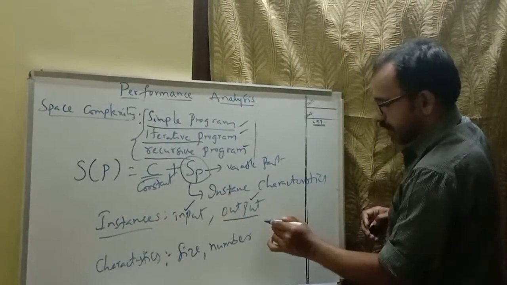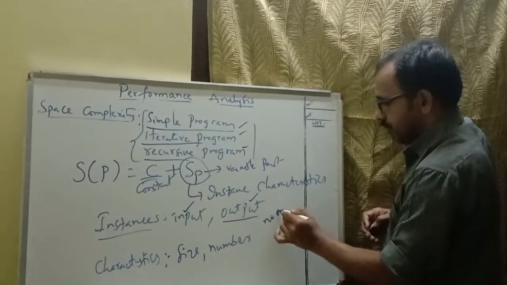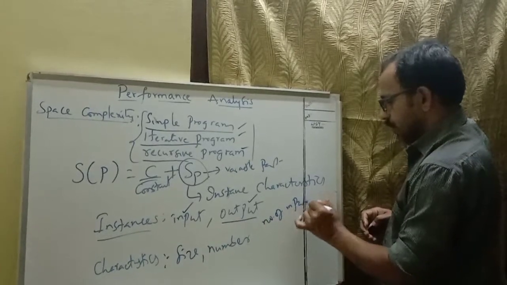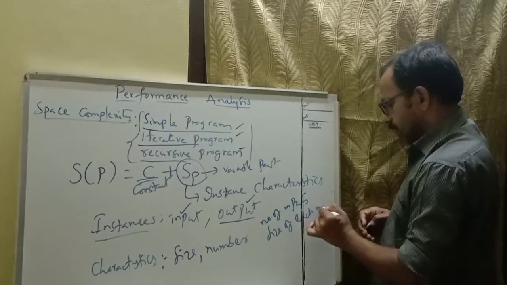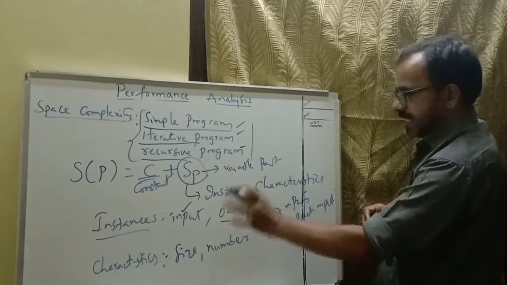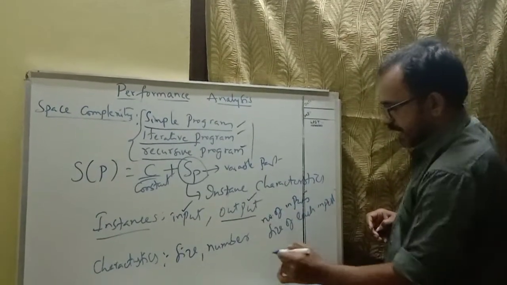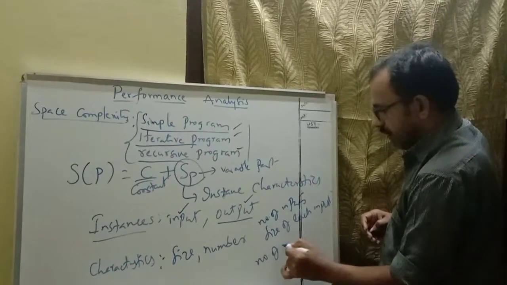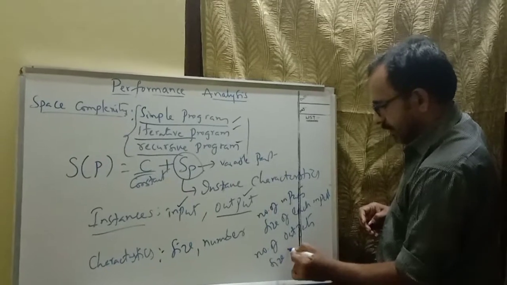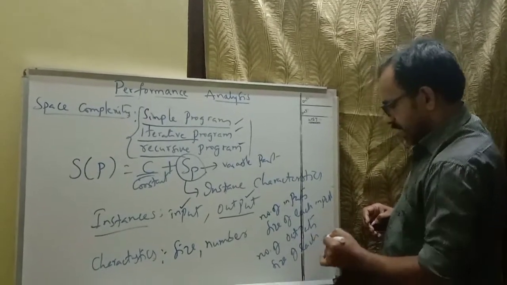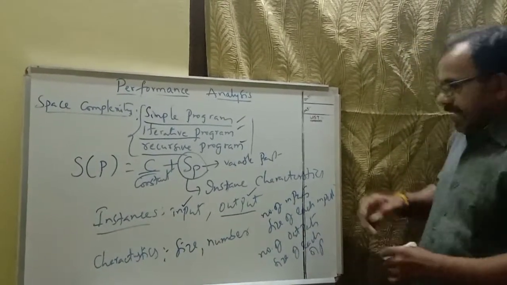Combine these two items. Number of inputs and size of each input. This is the instance characteristics of input. What about the instance characteristics of output? Number of outputs and size of each output. Number of outputs and size of each output. I will relate it to an example.